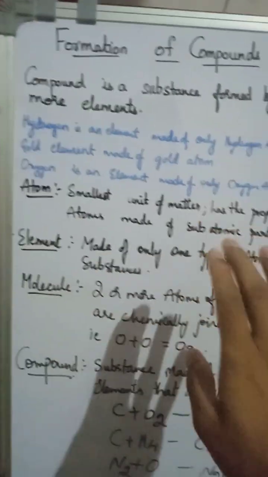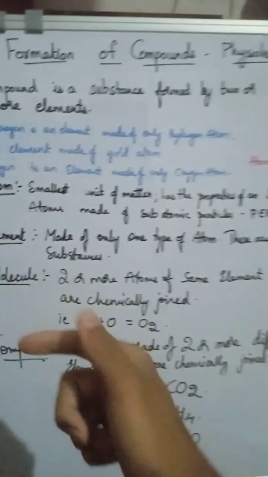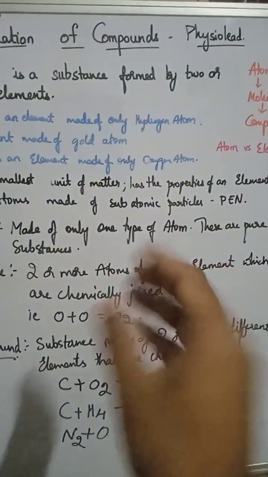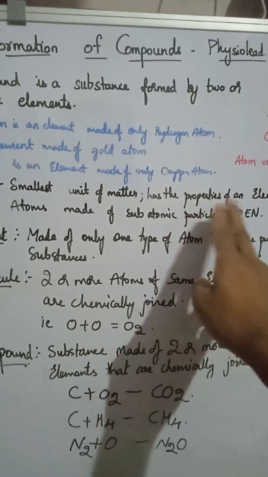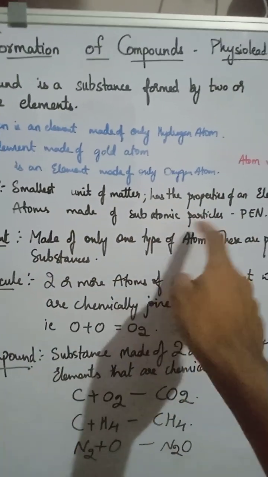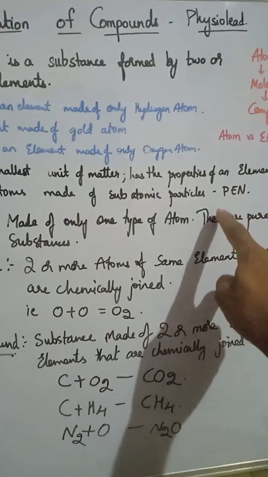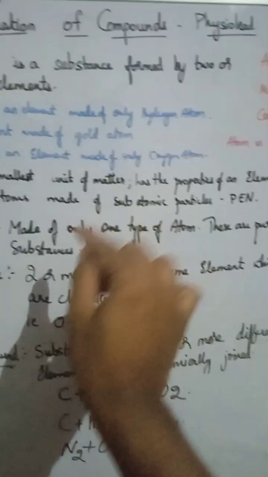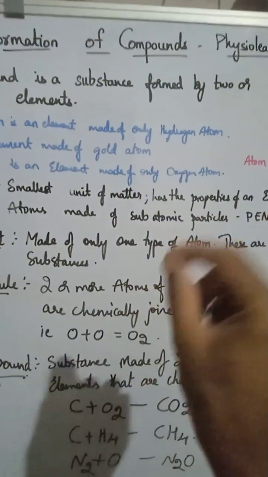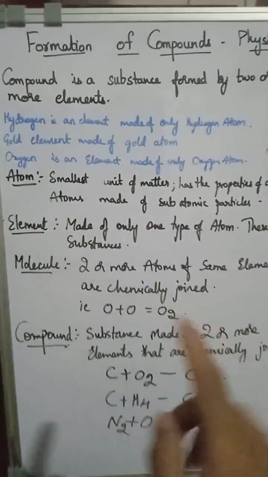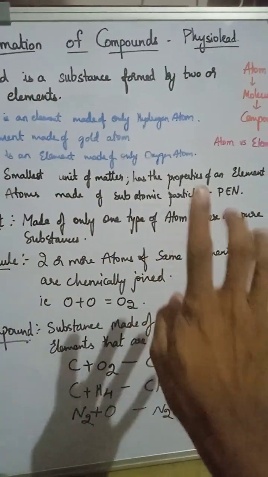Before going into everything, what is an atom? In the previous video I told you atom is the smallest part of matter. So matter consists of atoms, and an atom has the properties of an element. Atoms are made up of subatomic particles. What are the subatomic particles? In the previous video I told you: proton, electron and neutron. So why do we say that an atom has the properties of an element? Because an element is a material or substance which has only one type of atom.